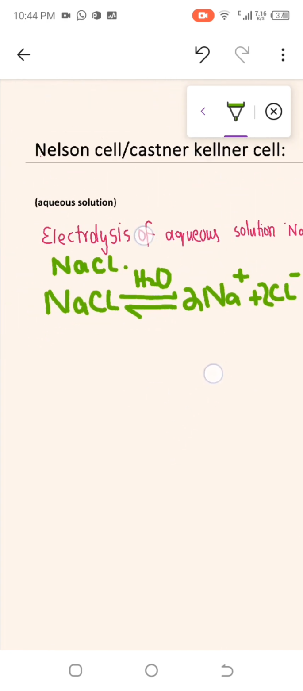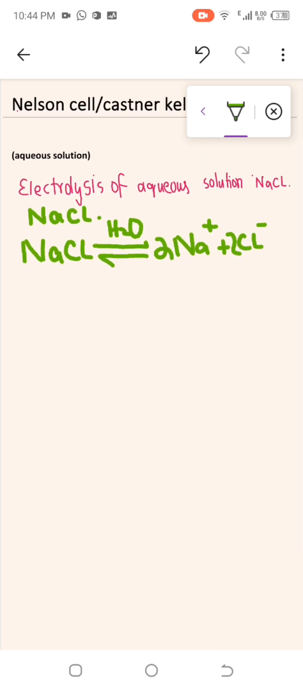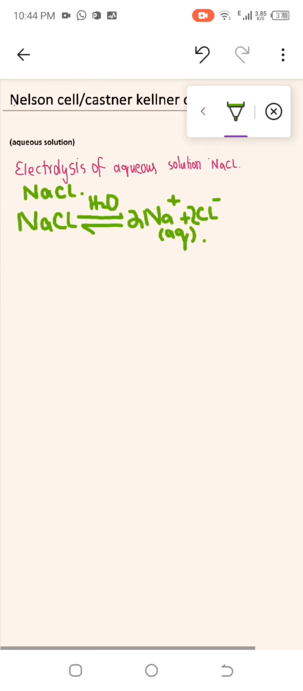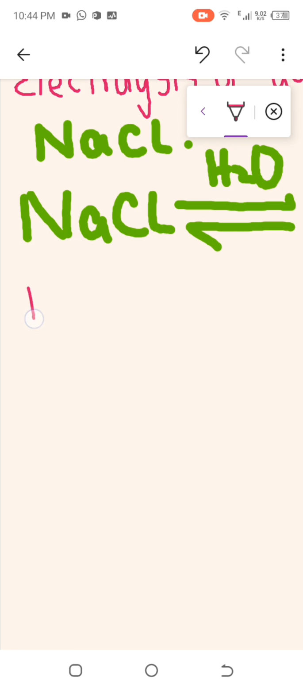Why did I put 2? Because I have to balance the equation, so I have applied 2 on both sides of the ions. Both ions are now in the aqueous form. Now we will see the reaction of this NaCl at the anode.